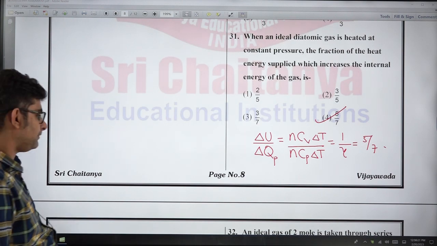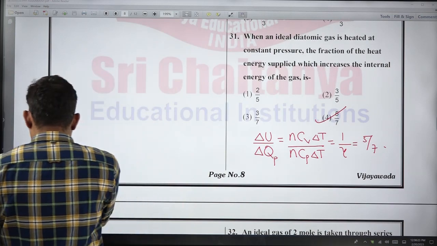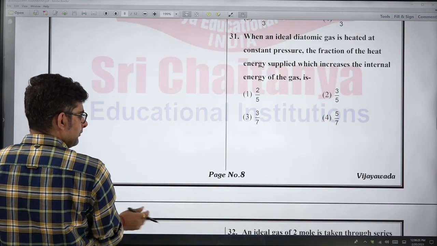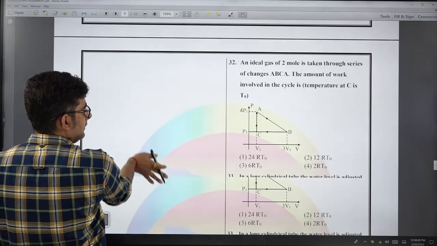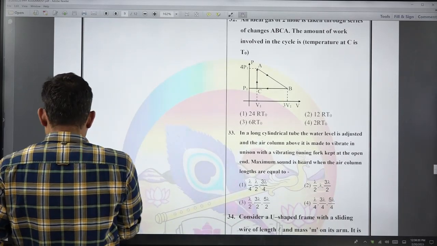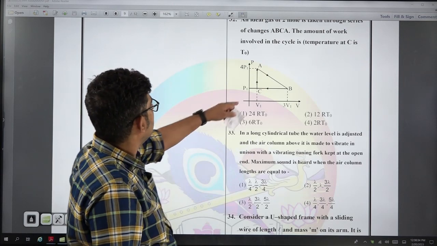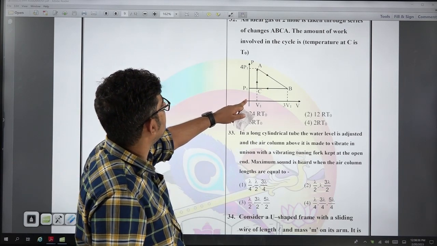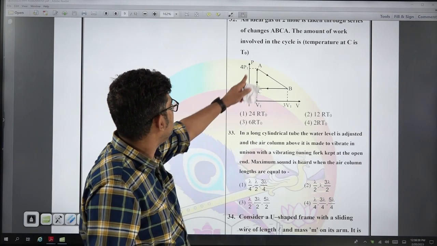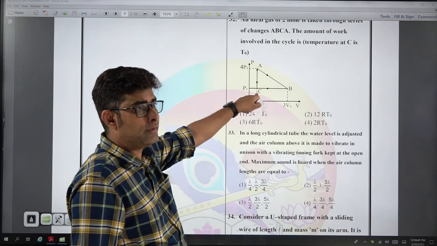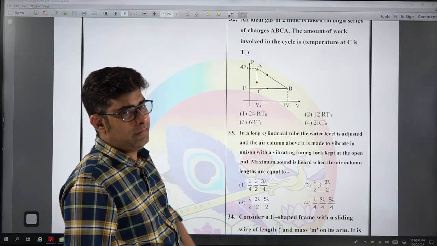Clear? Next, 32, 33, we'll try to cover this also quickly. 32: an ideal gas of 2 mole is taken through a series of processes, a cyclic process. They are asking the amount of work involved in the cycle.